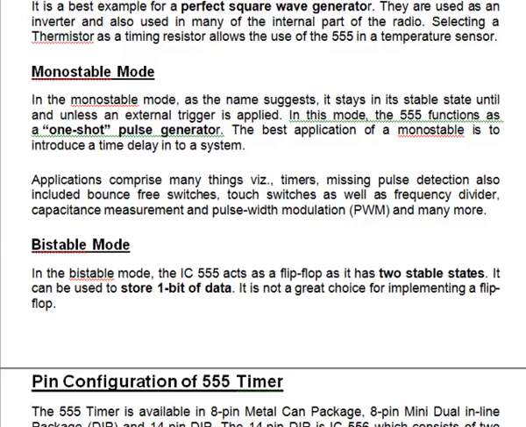Selecting a thermistor as a timing resistor allows the use of IC-555 as a temperature sensor.